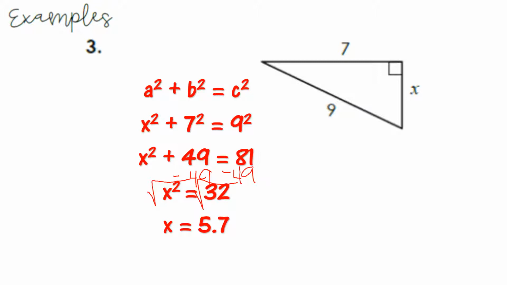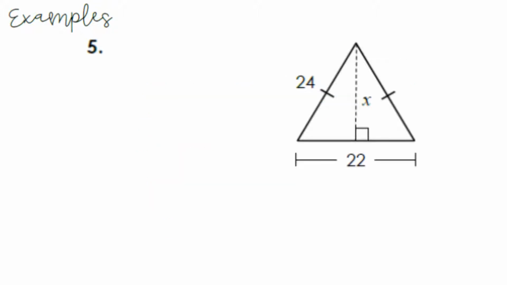Okay, I'm going to keep moving forward. Example 5 is a little different than what I've seen in the past. Something that I know here is that because the two sides are congruent, in other words, because I have an isosceles triangle, and this line drops straight to the center, it actually creates two equal pieces, which if I then measured those two, split 22 in half, each of these would be 11.